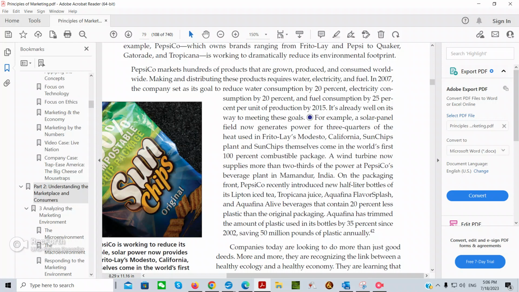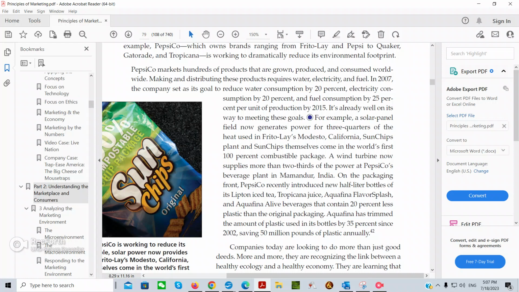PepsiCo markets hundreds of products that are grown, produced, and consumed worldwide. Making and distributing products requires water, electricity, and fuel. In 2007, the company set as its goal to reduce water consumption by 20%, electricity consumption by 20%, and fuel consumption by 25% per unit of production by 2015. As I said before, now it's 2023. This book was written in 2012, so you have to understand it in its context. It's already well on its way to meeting these goals.